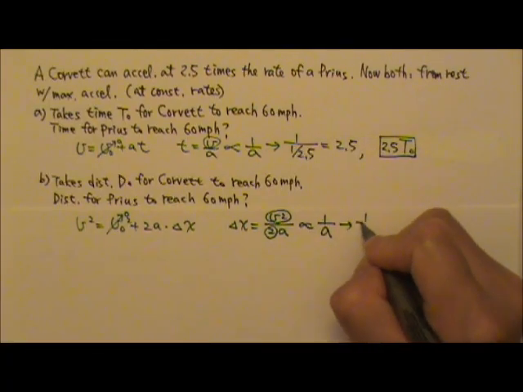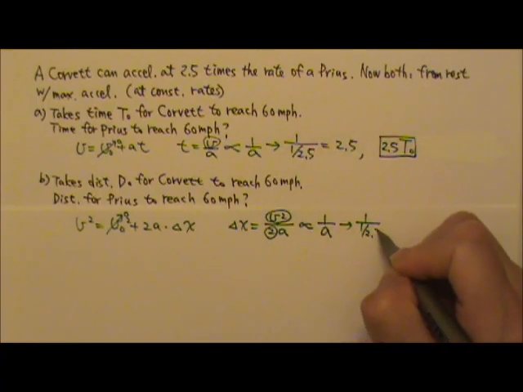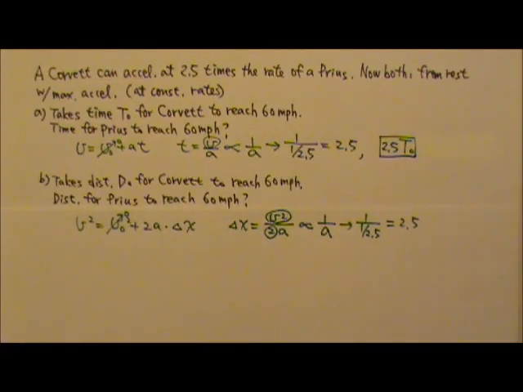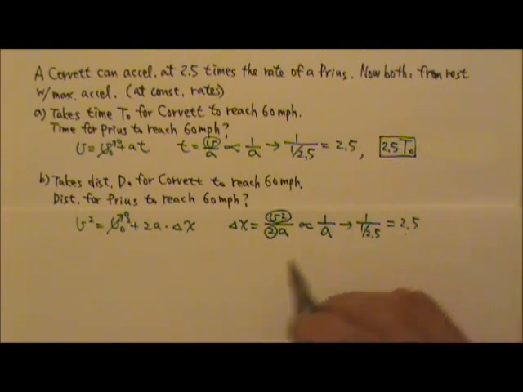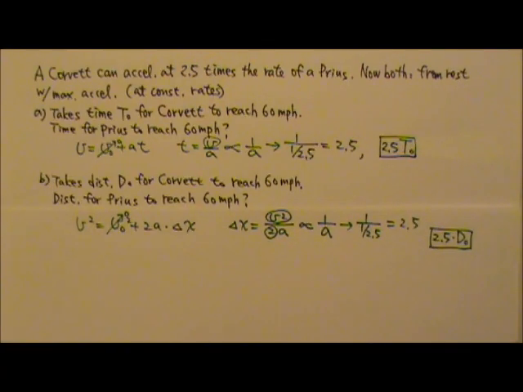Again, the acceleration of the Prius is 1 over 2.5, so the displacement changes by 2.5 times. The original displacement for the Corvette is d0. Now it changes by a factor of 2.5, so your answer would be 2.5 times d0, and that would be the distance for the Prius.